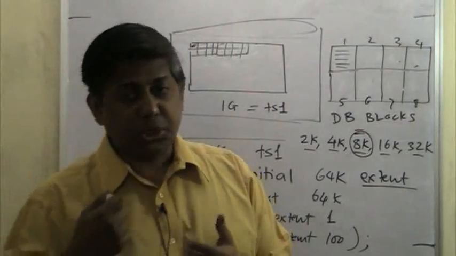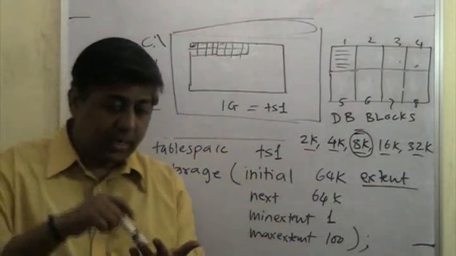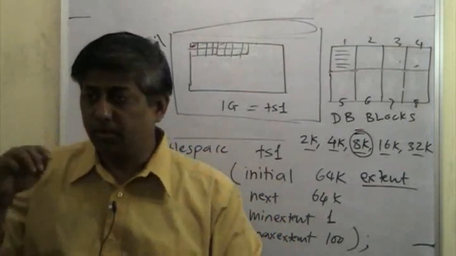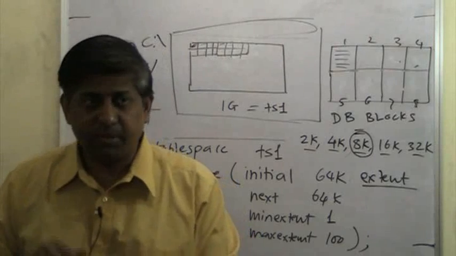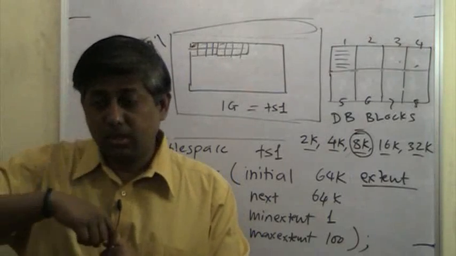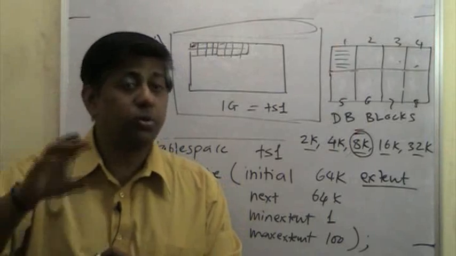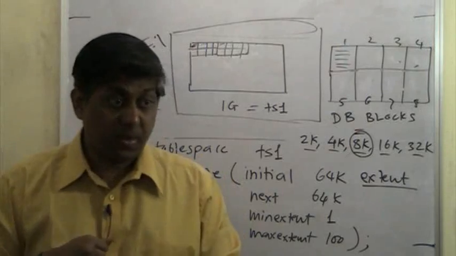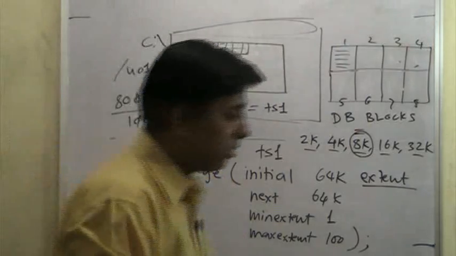I am the user whose name is Shekhar. Shekhar was created in such a way that his default table space was TS1. We have seen that yesterday, how to create a user with a default table space of a specific TS1. Now there is another user whose default table space is also TS1. So that user comes in now, and I'm going to draw a diagram here.